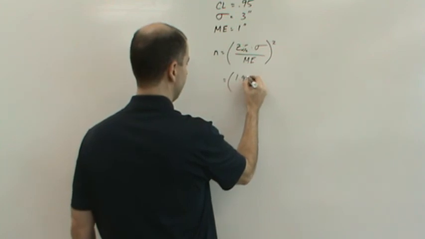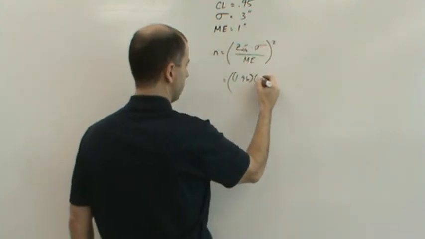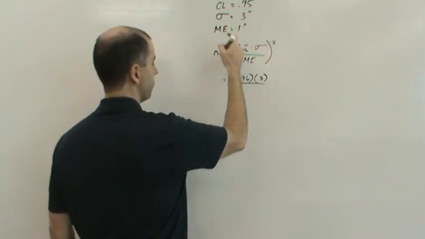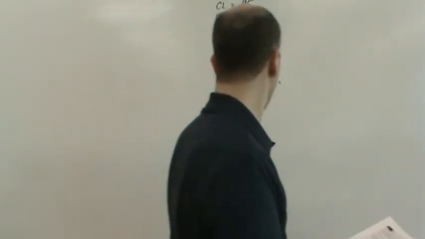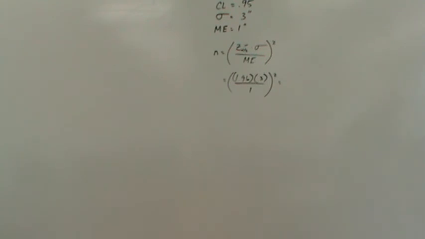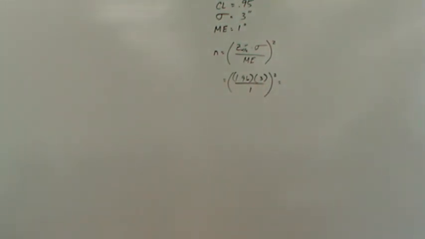So it's going to be 1.96 times 3 inches. That's the standard deviation, and the margin of error is 1 inch. And we're going to square that. So again, we're going to get 1.96 times 3, and then square it. Obviously this is close to 2, so this is almost 36. It won't be quite equal to 36 because it's less than 2. So 1.96 times 3, and we're going to square it.